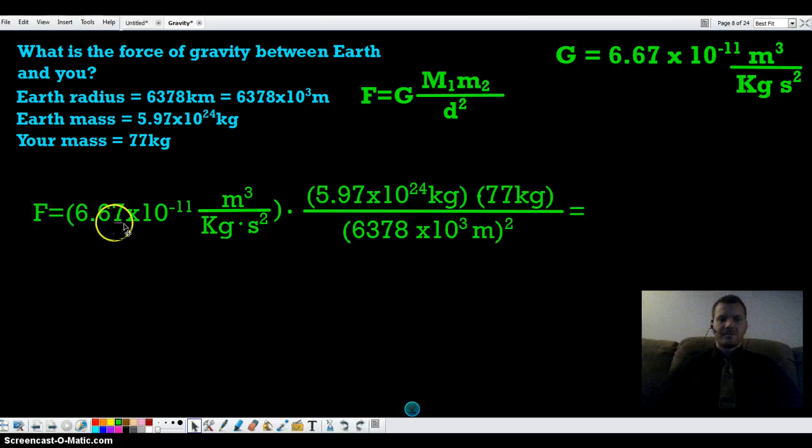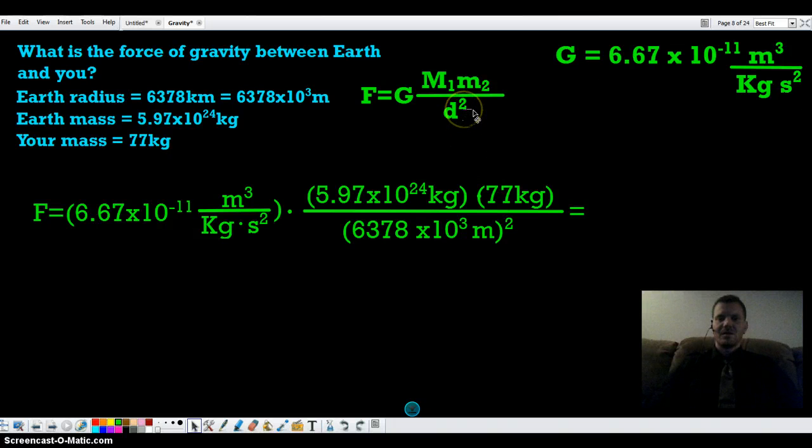Force. Here's our 6.67 times 10 to the negative 11 meters cubed per kilogram second squared. We just plug that in as our gravitational constant, G, right there. Then mass 1, our first mass, we'll put in Earth's mass. It doesn't matter which one came first, but this is the way we're going to do it. We'll put Earth's mass first in kilograms times your mass, which is about 77 kilograms, divided by the distance from the center of the Earth to the center of you in meters, and this right here, squared.